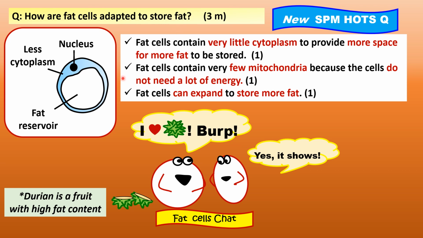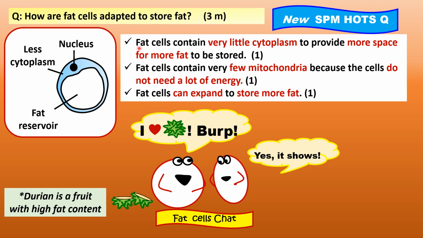So fat cells look like this. They have a big area where the fat is stored, called the fat reservoir, and they have very little cytoplasm that is pushed to the side. So these are the answers: three ways in which fat cells are adapted.